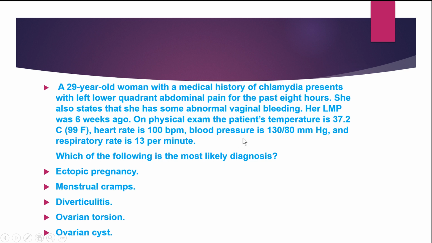On physical exam, blah, blah, blah. Which of the following is the most likely diagnosis? Ectopic pregnancy, menstrual cramps, diverticulitis, ovarian torsion, ovarian cyst. Okay, let's exclude these options one by one. Ovarian torsion and ovarian cysts are not likely the diagnosis, because they never present with vaginal bleeding. Diverticulitis, no, because it presents with rectal bleeding instead of vaginal bleeding. Menstrual cramps, no, because they are not associated with an altered menstrual pattern. So the only option left is ectopic pregnancy.